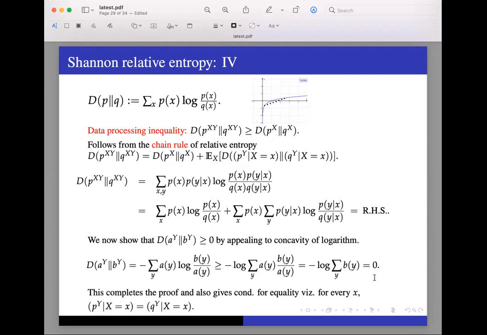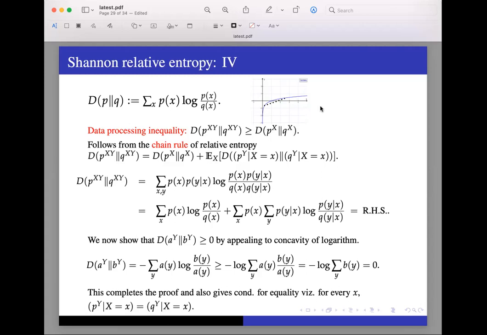So this completes the proof of the non-negative relative entropy, which completes the proof of this data processing inequality, and also tells us something more. It gives us the condition for equality in the data processing inequality. So what is the condition for equality? Every term here has to be 0. In other words, for every little x, the conditionals on y should be the same. This is what this is saying.